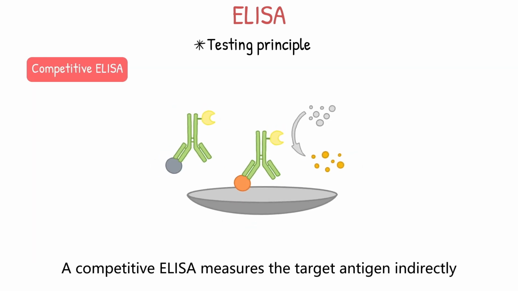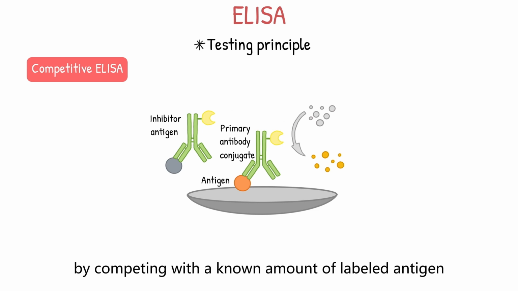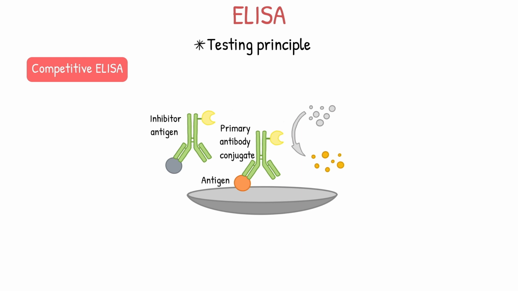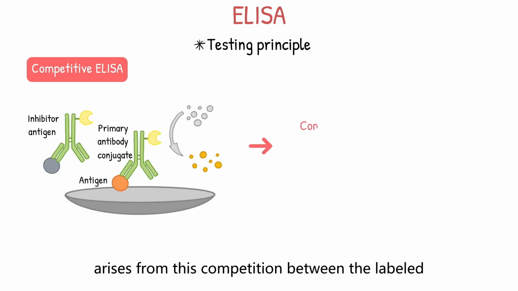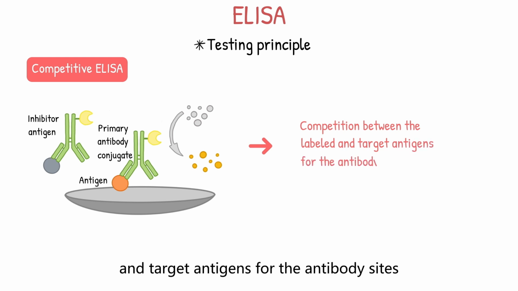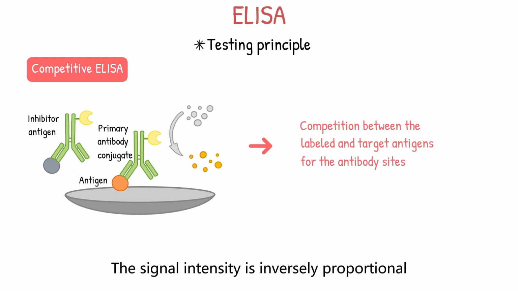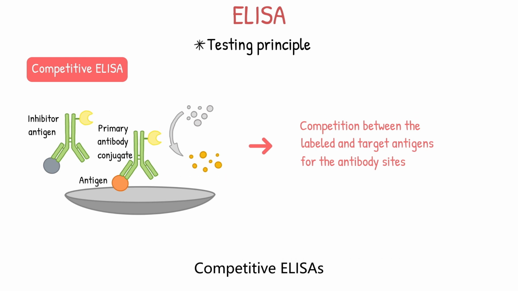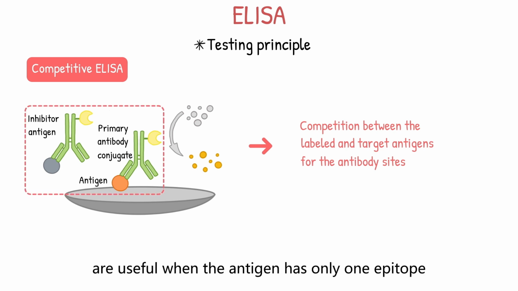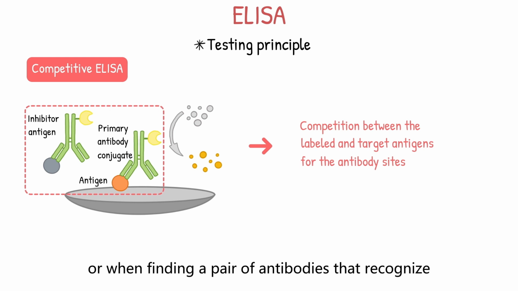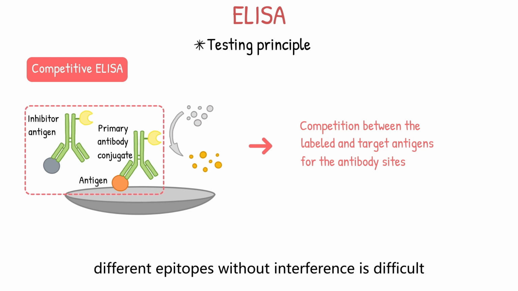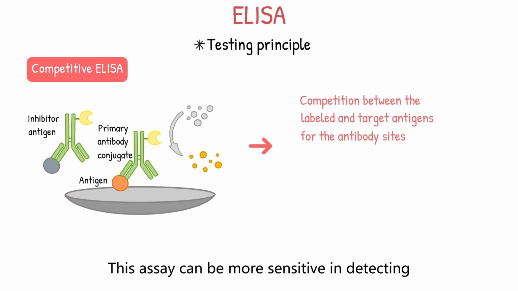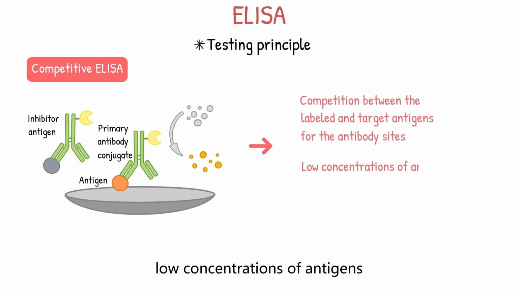A competitive ELISA measures the target antigen indirectly by competing with a known amount of labeled antigen for limited antibody binding sites. The term competitive arises from this competition between the labeled and target antigens for the antibody sites. The signal intensity is inversely proportional to the target antigen concentration. Competitive ELISAs are useful when the antigen only has one epitope or when finding a pair of antibodies that recognize different epitopes without interference is difficult. This assay can be more sensitive in detecting low concentrations of antigens compared to other ELISA formats.